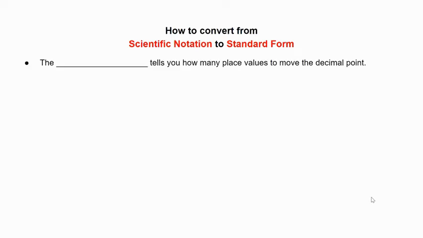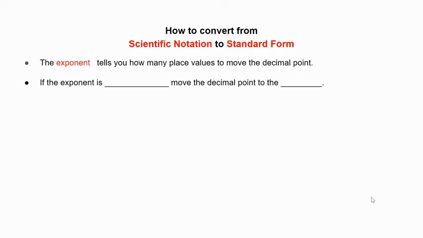So when you're reading through and you see a power after the times 10, then you know you're in scientific notation. The exponent or power tells you how many places to move the decimal point. If the exponent is positive, you move the decimal point to the right. Remember that positive is going to be greater than 1. Positive is going to indicate to you big numbers.